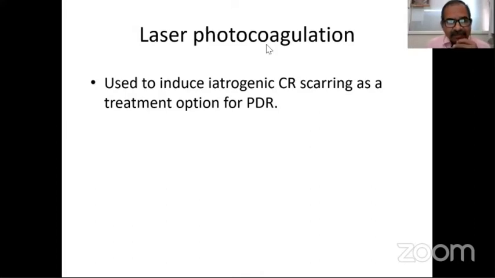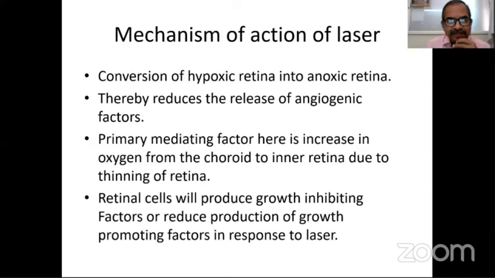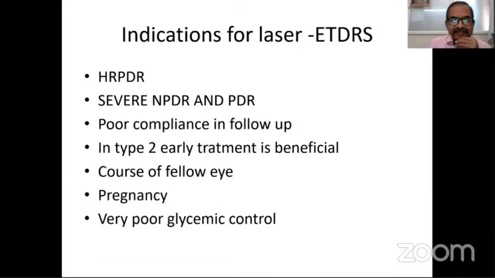What is the use of this? What does the laser do? It's used to induce iatrogenic choroidal scarring as a treatment option for proliferative diabetic retinopathy. So how does it act? It acts by conversion of the hypoxic retina into anoxic retina, thereby reducing the release of angiogenic factors. Also, the primary mediating factor here is increase in oxygen from the choroid to the inner retina due to thinning of the retina. And retinal cells will produce growth limiting factors or reduce production of growth hormone factors in response to laser.